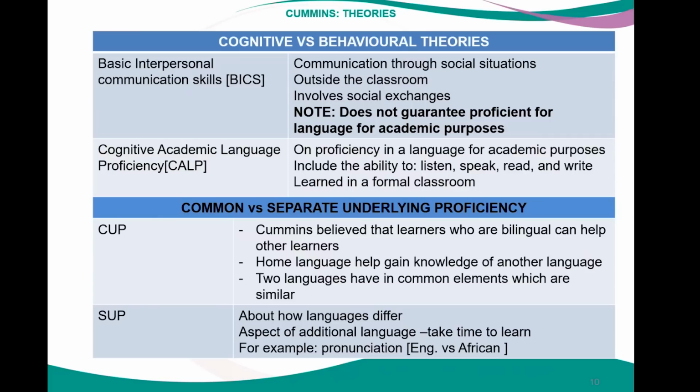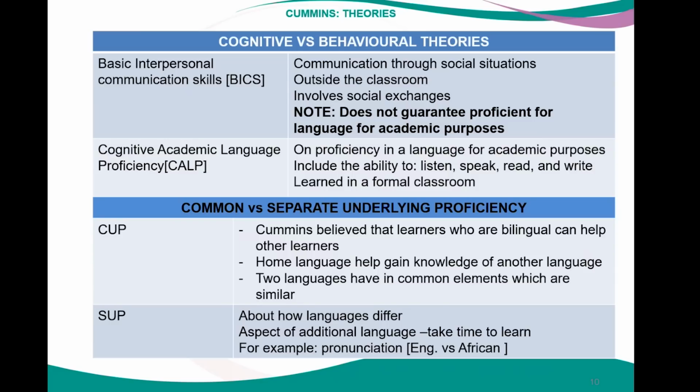But this one, BICS, says it does not guarantee proficiency in language for academic purposes. What do we mean? Can they use the process of learning language through social exchanges and then be able to read and write? I can have a neighbor who speaks a specific language. I can speak the language. Will I be able to read the language, to write? So it's very important for you to understand that I can speak English, but if I can't read, I can't write, I won't be able to progress with my academic requirements.